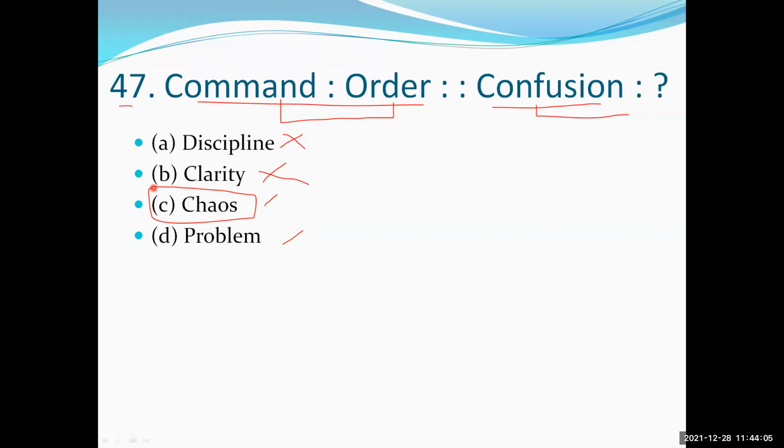So those who went with option D, you can correct yourself with option C, that chaos that you have to choose here, that can be the similar for confusion. So what is chaos? Chaos is something that is not in proper order, or not knowing what to do, similar to confusion. Like this, you just try to understand. So option C, right answer.